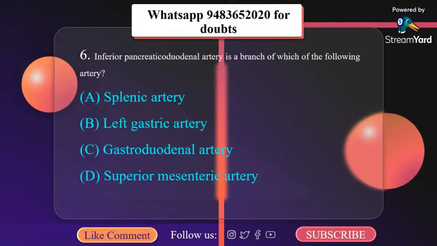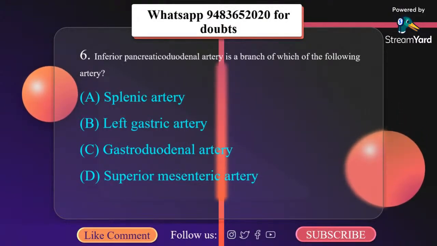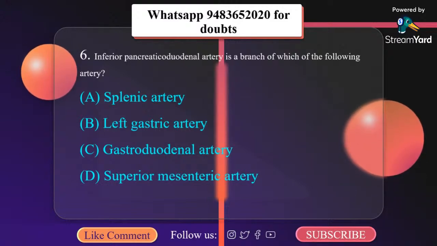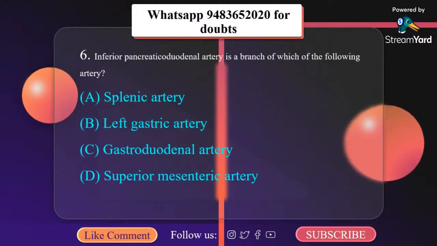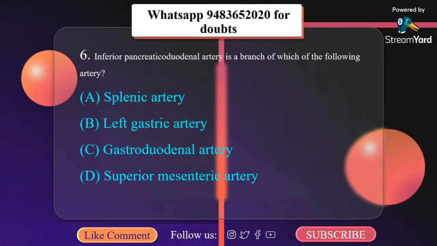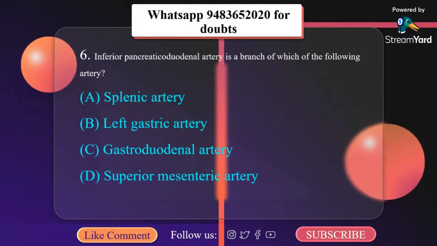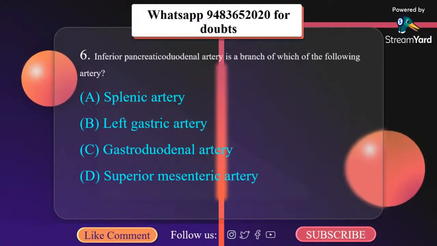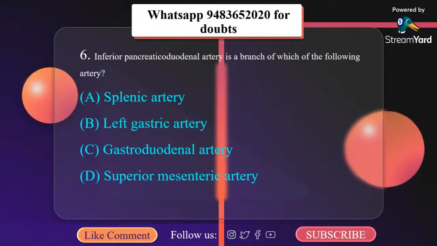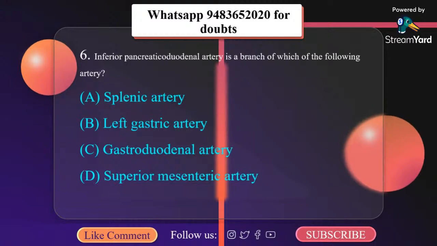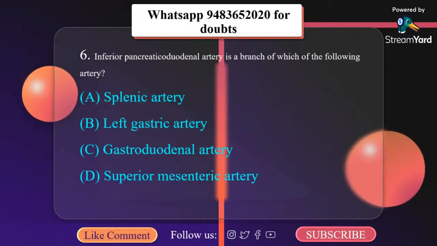Inferior pancreaticoduodenal artery is a branch of which of the following arteries? A, splenic artery; B, left gastric artery; C, gastroduodenal artery; D, superior mesenteric artery. Now, this inferior pancreaticoduodenal artery is a branch of superior mesenteric artery. It supplies the pancreas and adjoining part of duodenum. Its anterior and posterior branches anastomose with the branches of superior pancreaticoduodenal artery. This anastomosis is the only communication between the arteries of foregut and midgut.